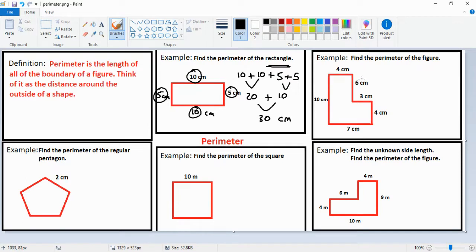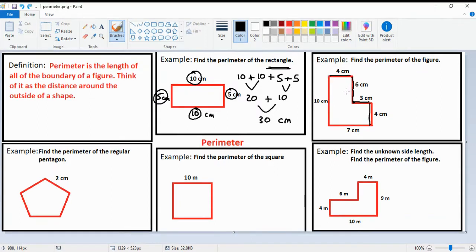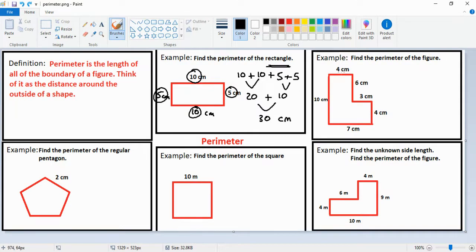Example number 2 here in the top right. Find the perimeter of the figure. This is made up of 2 or more other shapes. So we have all the side lengths. We've got 4, we've got the 6, we've got the 3 there, we've got the 4, we've got 7 centimeters, and the last side length is 10 centimeters. We want to add those up to find the perimeter.